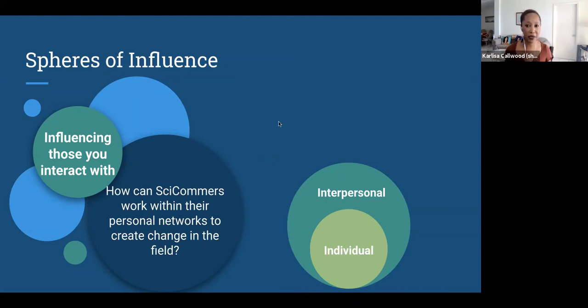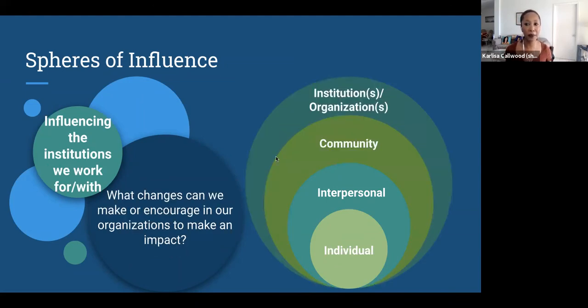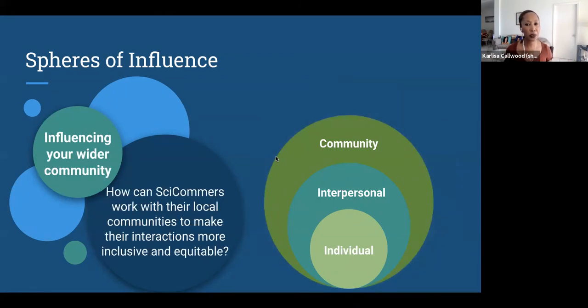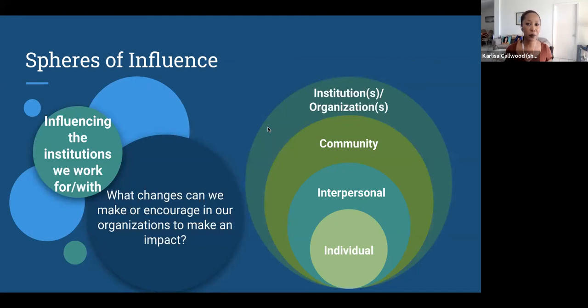Next is the community sphere, how you influence your wider community. Consider, how can we work with our local communities to make the interactions more accessible, inclusive, and equitable? Expanding further, we can think about how we influence the institutions we work for or with. Consider, what changes can we make or encourage in our organizations to make an impact? And while the amount of influence you might have varies based on your position in the organization, it's important to remember that we all have the ability to lead from where we are to create change.